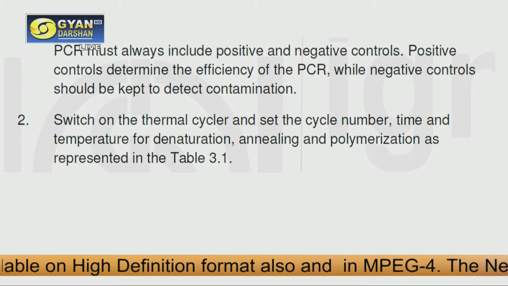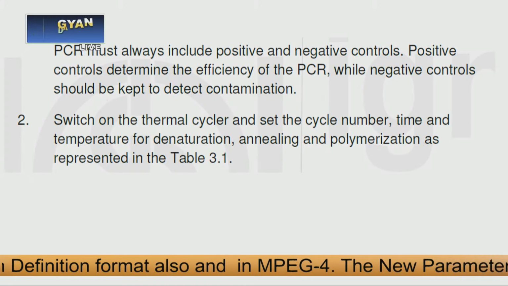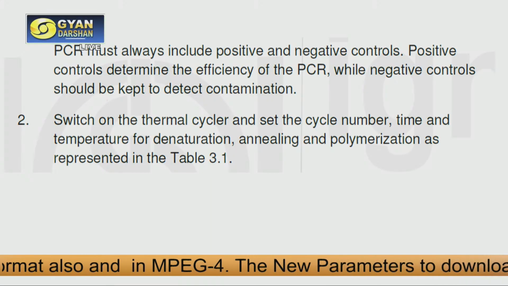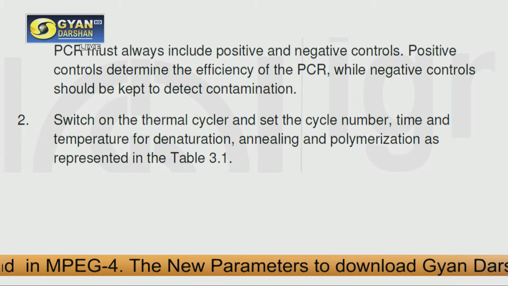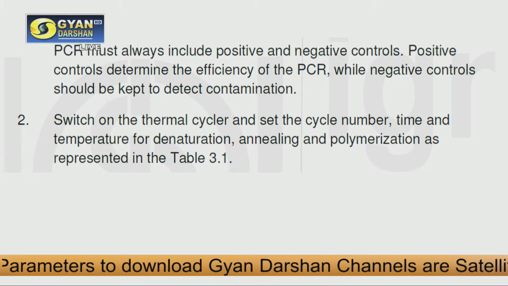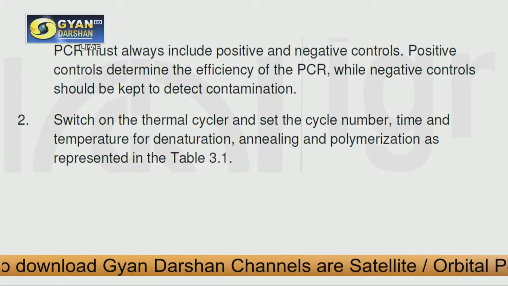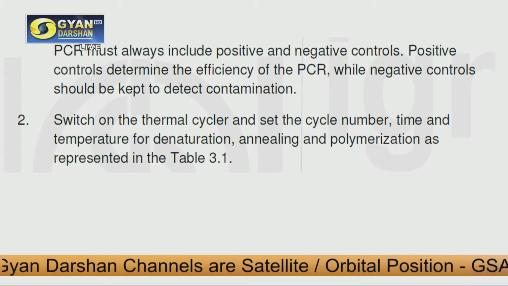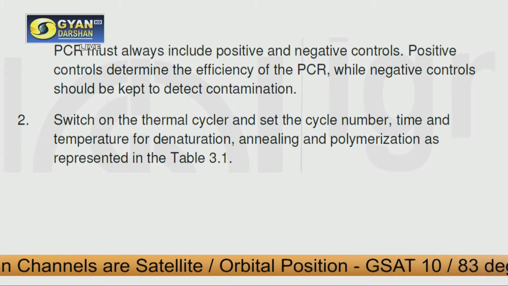And always there should be a positive control. In fact, for any experiment, you need to have a positive and a negative control. So positive control will determine the efficiency of PCR. Negative control, why negative control? Because that will detect the contamination. You have to ensure that there are no contaminations.